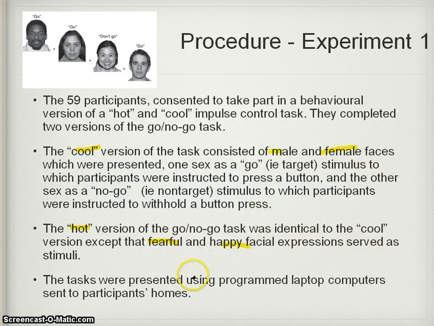Okay, and they were presented to them using program laptops that were sent to participants' homes, so they didn't have to come into the lab to do it, but you are controlling and standardizing the procedures. They have to just follow a computer program through. It wasn't PowerPoint, but it's essentially a timed PowerPoint thing. It's really a program that allows you to run these go and no-go tasks on a laptop.